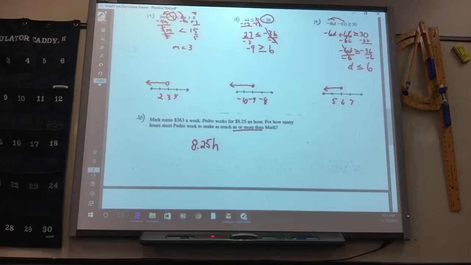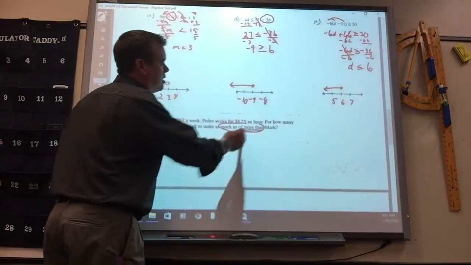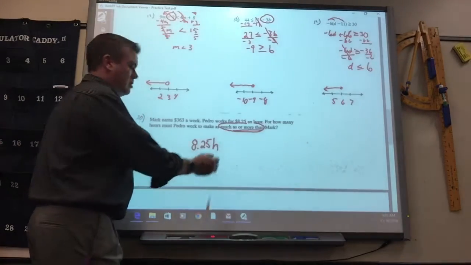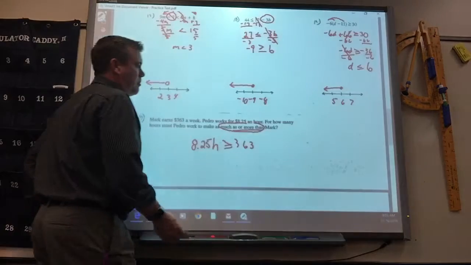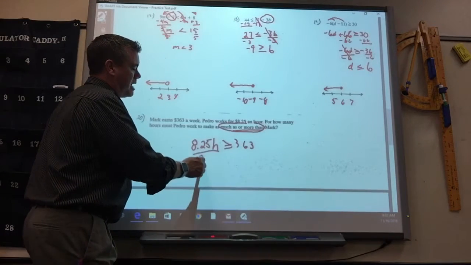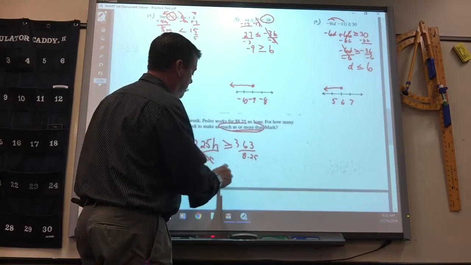44 hours. Okay, so Pedro wants to make as much or more. So what sign would you put? Greater than or equal to 363. So all we got to do is divide by 8.25 per hour. 44. What is it? 44.